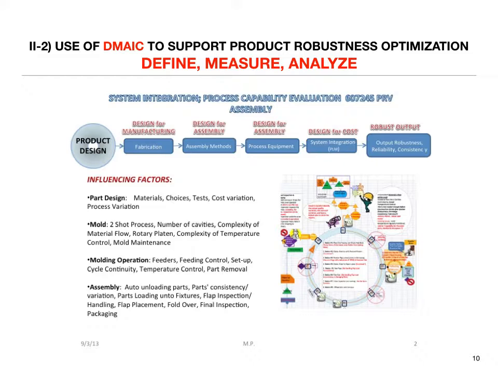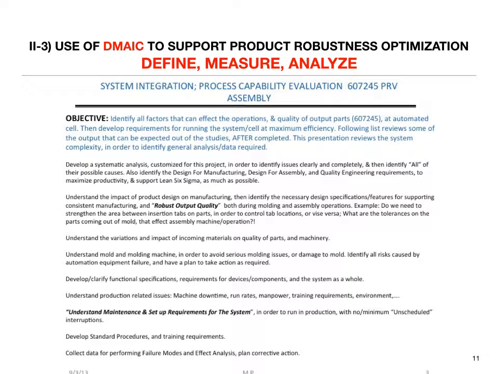First thing I did was identify influencing factors. It was part design, then the molds, the molding machine, and then the assembly equipment. As a result of my study, I put together a report for the management. With approval of my manager, we decided to broaden the objective to identify all factors that can affect the operation and quality of output parts for the automated cell, then develop requirements for running the system cell to maximize efficiency.